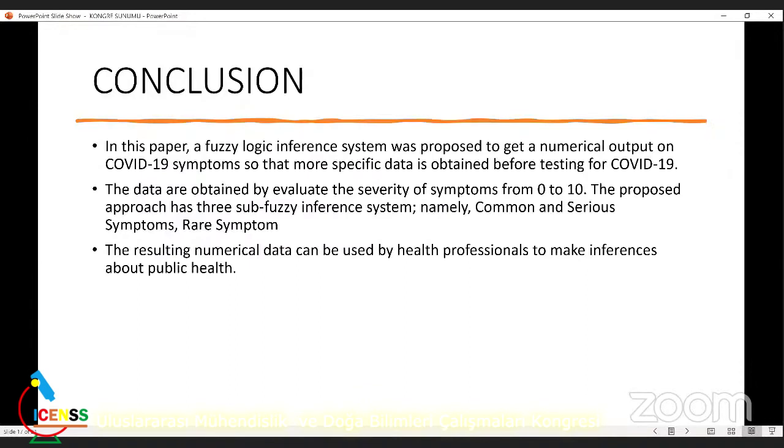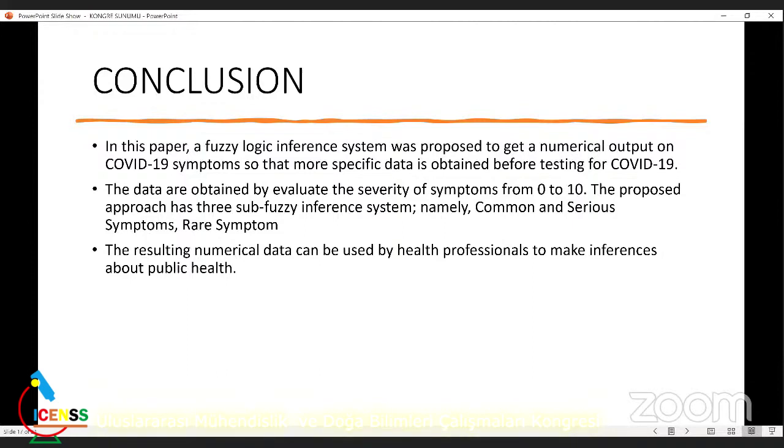As a conclusion, Professor Hakan and I created a fuzzy logic inference system to get a numerical output on COVID-19 symptoms so that more specific data is obtained before testing for COVID-19. The data obtained with the fuzzy inference system created in the study helps the segregation of individuals at risk of COVID-19 from society. The data are obtained by evaluating the severity of symptoms from 0 to 10.